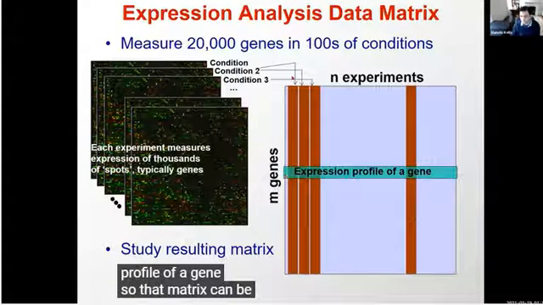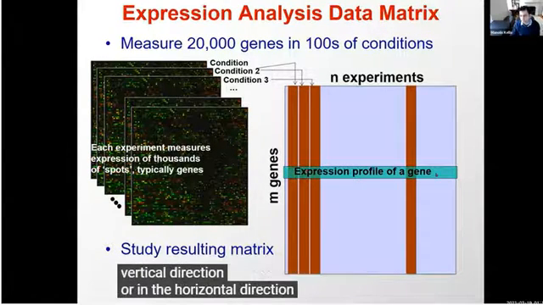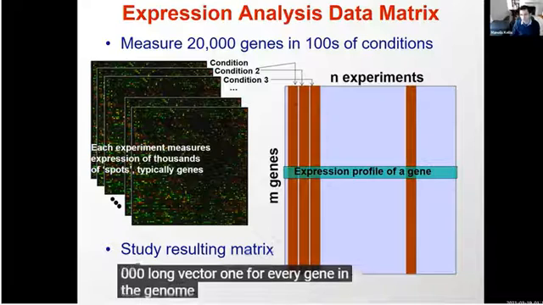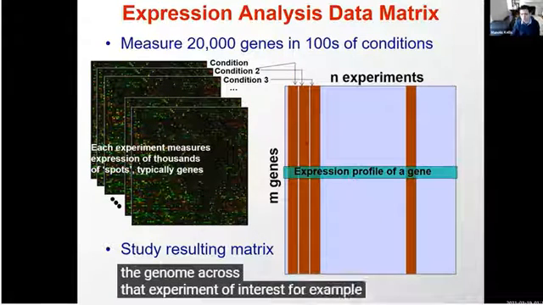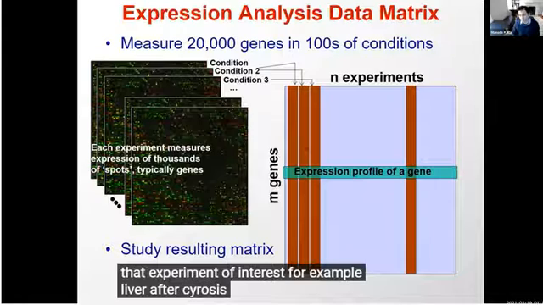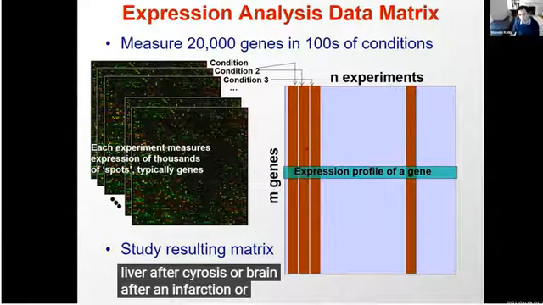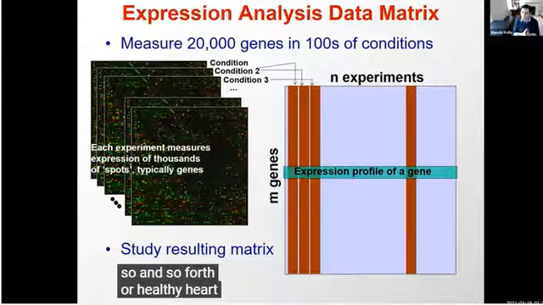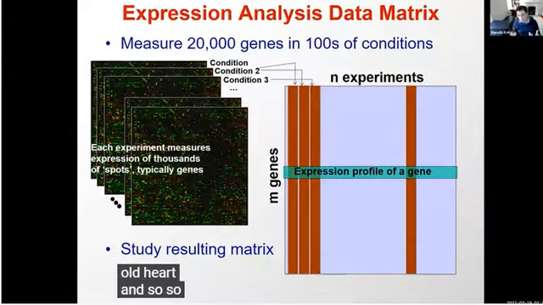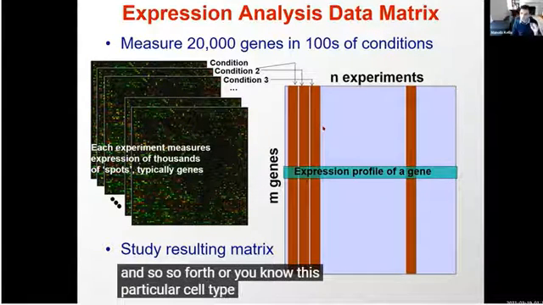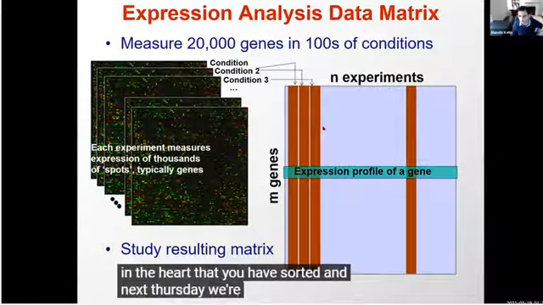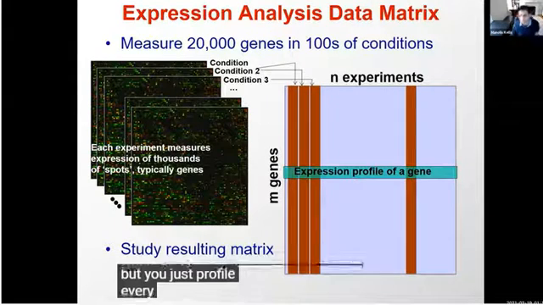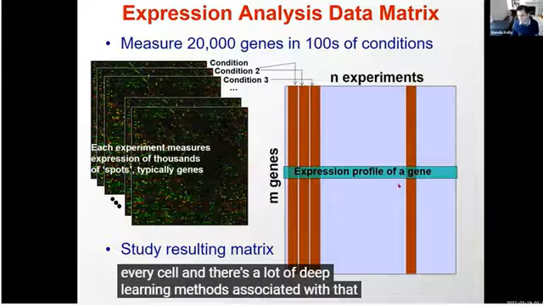So that matrix can be seen either in the vertical direction or in the horizontal direction. In the vertical direction basically gives you a 20,000 long vector, one for every gene in the genome across that experiment of interest. For example, liver after cirrhosis, or brain after an infarction, or heart after cardiac arrest, and so on and so forth, or healthy heart, or young heart versus old heart, or this particular cell type in the heart that you have sorted. And next Thursday, we're going to talk about single cell RNA-seq where you just don't have to sort cells, but you just profile every cell. And there's a lot of deep learning methods associated with that as well.